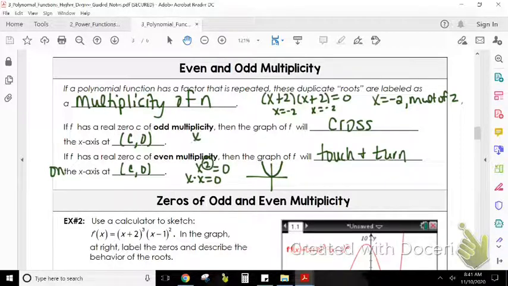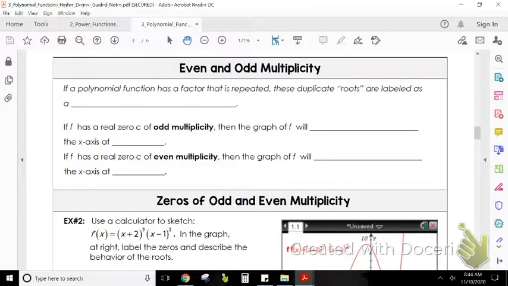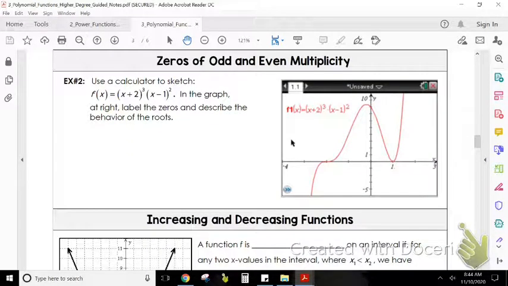Now if you think about x cubed, that means it's x times x times x equals 0. So you're going to end up with x equals 0, and it's there 3 times. So we're going to say it's got multiplicity of 3. And if you think about your graph of x cubed, it comes up, it touches at 0, and it crosses on through. So it crosses the x-axis. All right, so that'll help you remember whether it crosses or it touches and turns. So those are the zeros of odd and even multiplicity.